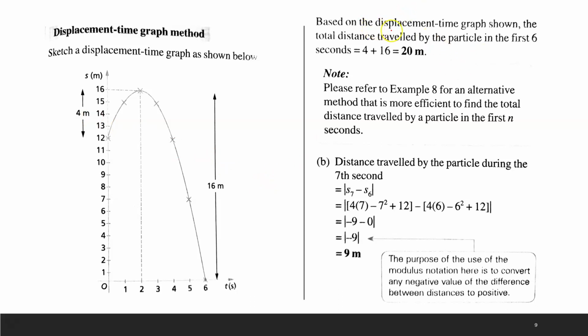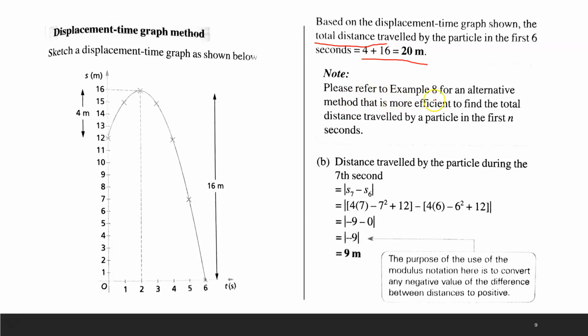Okay, dia kata dekat sini, based on the displacement graph, the total distance travel is 4 plus 16. 4 tu dari yang sebelah sini. Kalau kita tengok, yang pick the highest value, ini kan pembahagi dia lah. So, you tengok sebelah kiri, maksudnya dia ada 4 meter. Sebelah kanan ada 16.